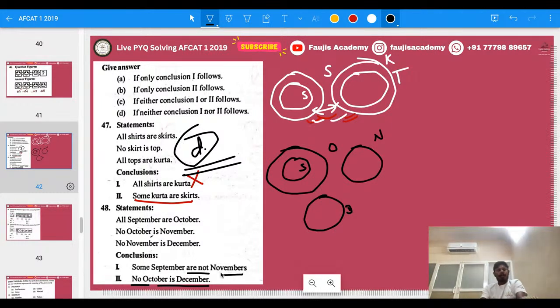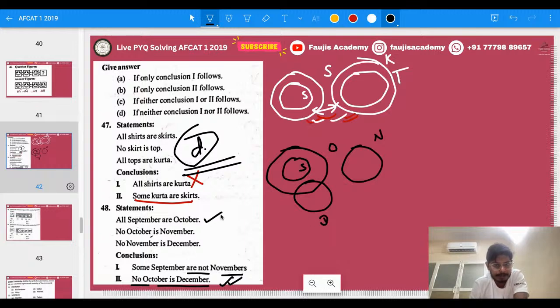If we write no October is December over here, okay, the second one is no October is December. Let us say had we drawn it over here like this, December, still we would have satisfied all the premises, isn't it? No October is December, right? Isn't it? So some Septembers are not Novembers.